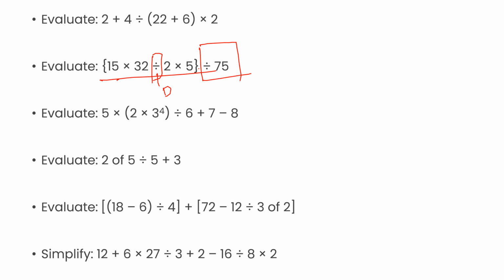32 by 2, all of you know, right? 2 ones, 2 sixties, 32. So 15 into 16 into 5. These are the values within the bracket after solving. In a single step, you can do this. After seeing this, you can solve 15 into 16 into 5 by 75. This whole value is dividing by 75, right? You can see the division symbol after the bracket.